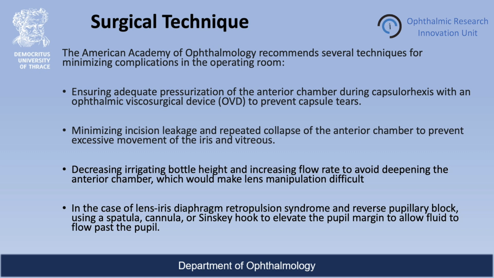The American Academy of Ophthalmology recommends some techniques to minimize the complications. Try to have adequate pressurization of the anterior chamber using an OVD to prevent a capsule tear. Try to minimize the leakage from your incision and the repeated collapse of the anterior chamber, so you will prevent excessive movement of the iris and the vitreous. Decrease the irrigating bottle height and increase the flow rate to avoid the deepening of the anterior chamber. If you have lens iris diaphragm retropulsion syndrome, use a spatula, a cannula, or a hook to elevate the pupil margin, thus allowing the fluid to flow past the pupil.